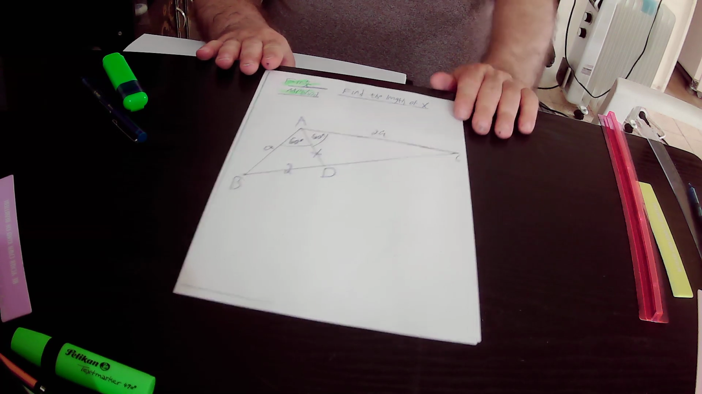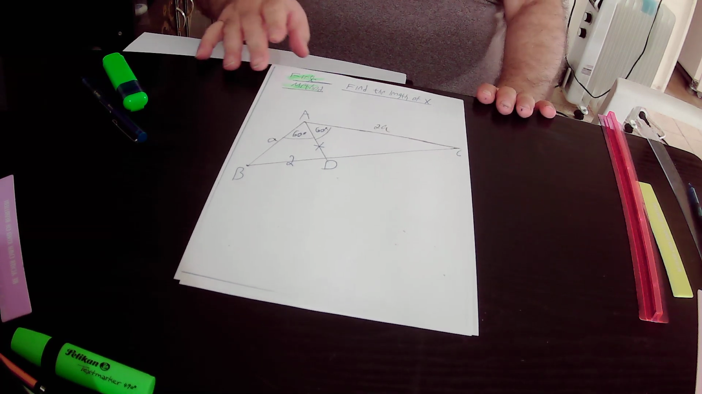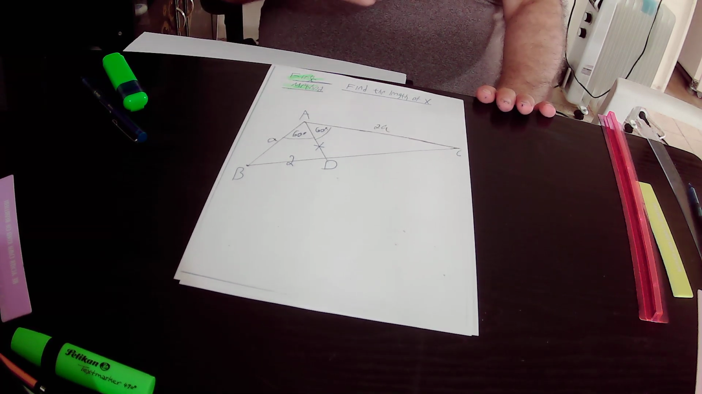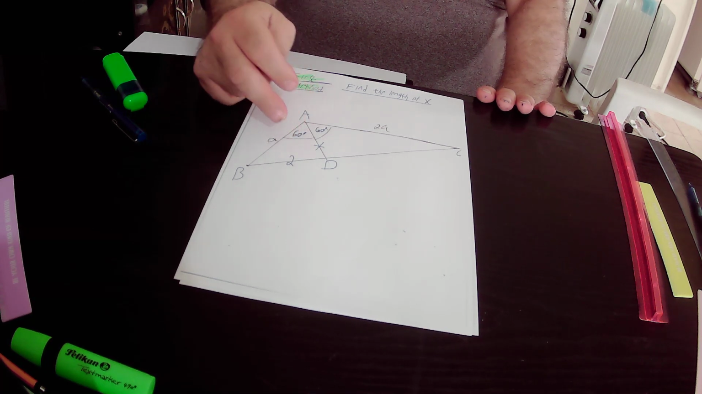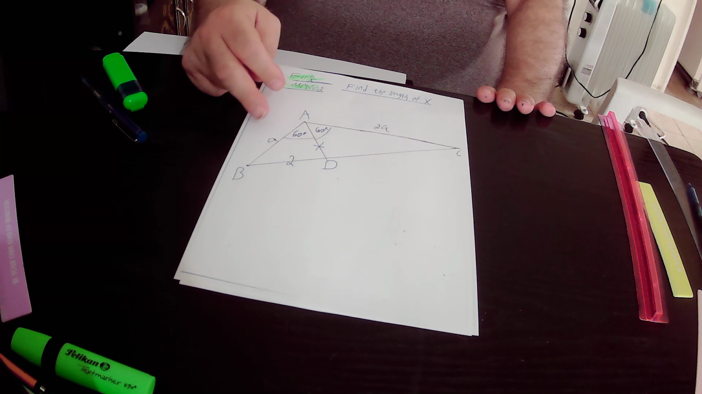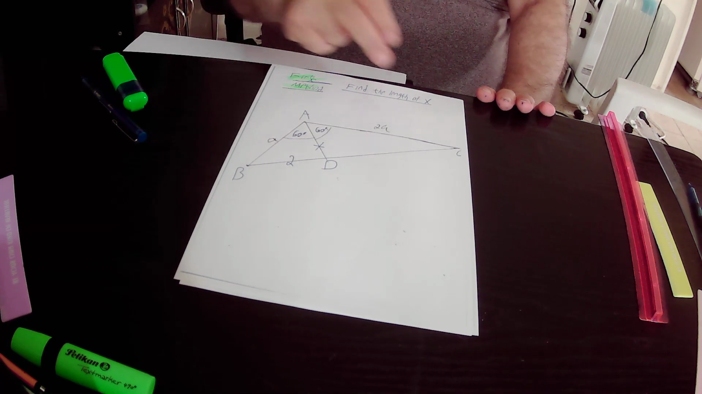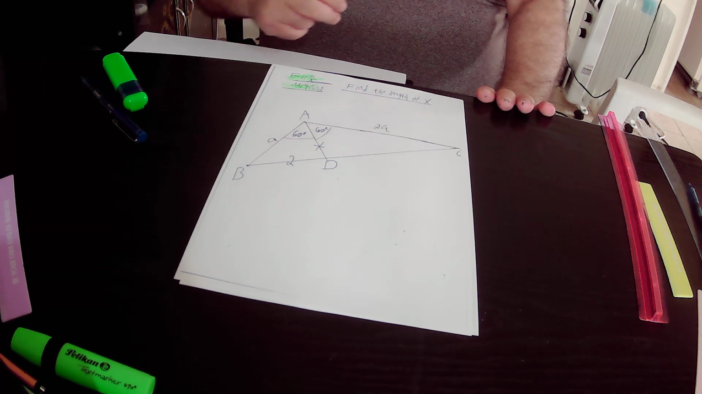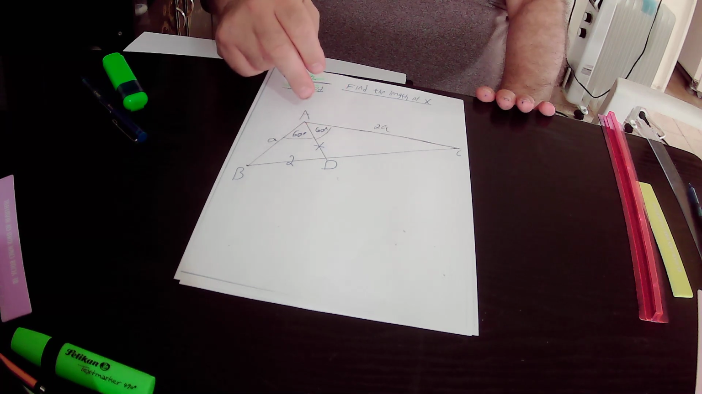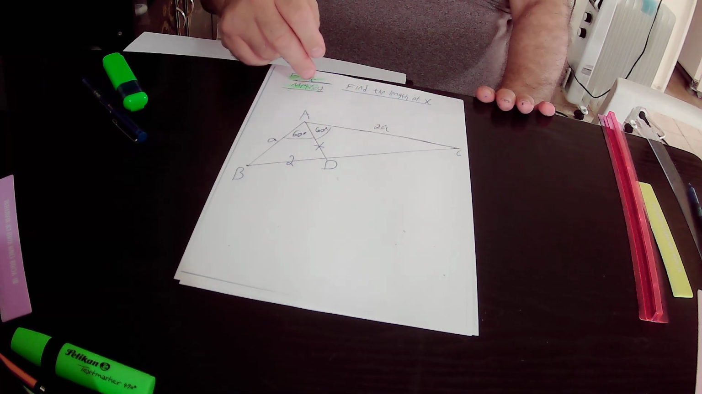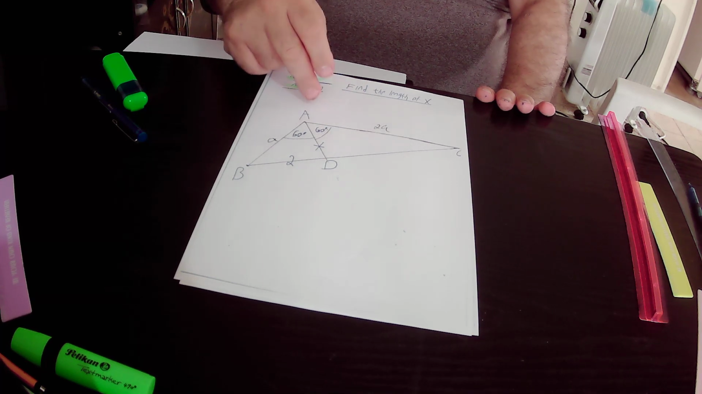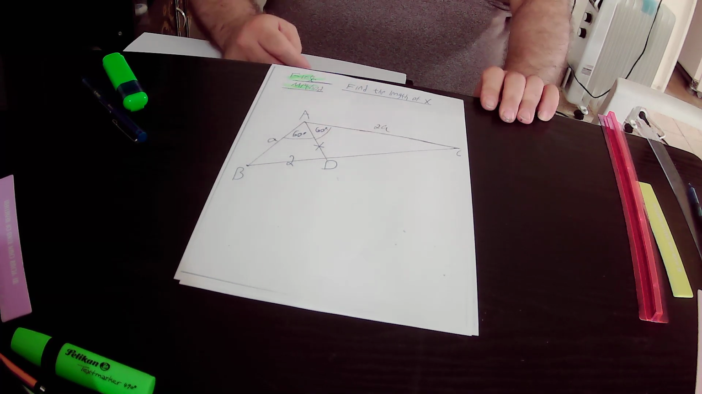Here, in the drawing, we have triangle ABC. We know that segment BD equals 2 units, side AB equals A units, side AC equals 2A units, angle BAD equals 60 degrees, angle DAC is also equal to 60 degrees, and we want to find the length of side AD that is equal to x.